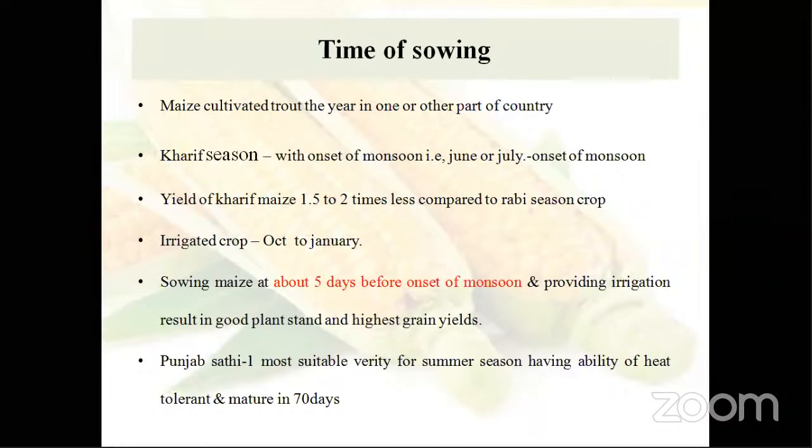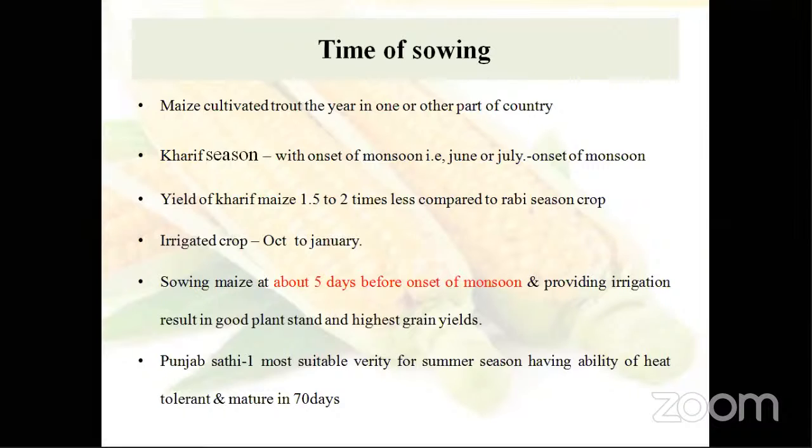Then coming to time of the sowing, when you have to sow. Maize is cultivated throughout the year, as we just discussed in the previous class. It is grown in both tropical and temperate climates, and except in Kerala, it goes throughout India in both the seasons. Maize is cultivated throughout the year in one or other part of the country.